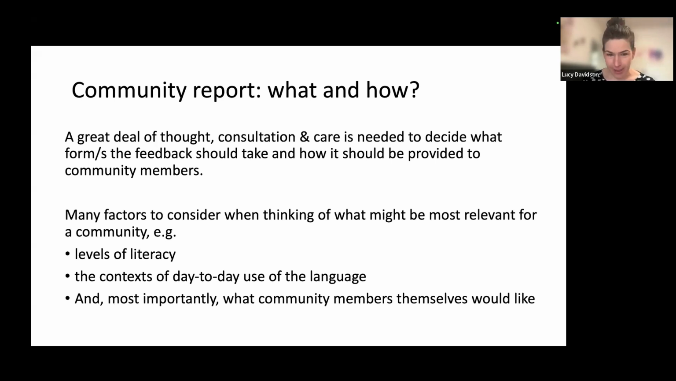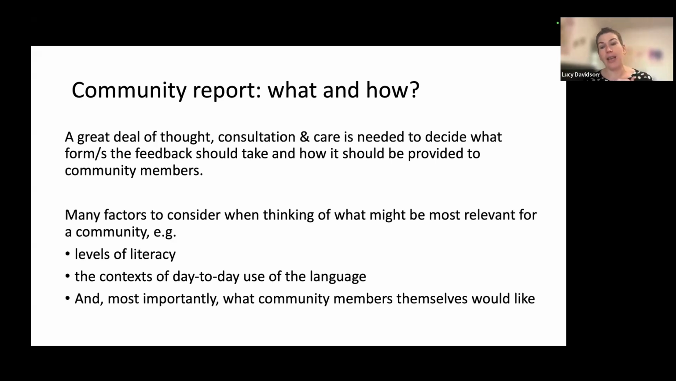There are lots of factors to consider when you're thinking of what might be most relevant and useful for a community. Some examples of this are the level of literacy in the community and the context of day-to-day use of the language in the community. So is it a language revitalization situation? Is the language used by people in their everyday activities, but it's not the language of instruction at the school, or it is not taught at the school? All of these contexts are relevant when you're thinking about what sort of output to produce with community members and for community members.